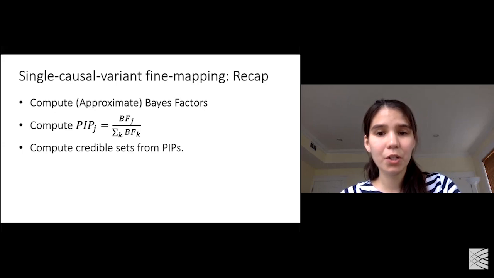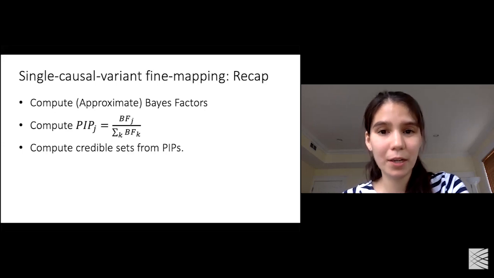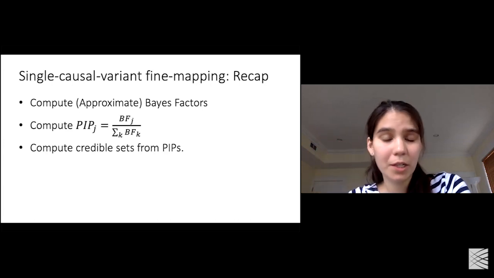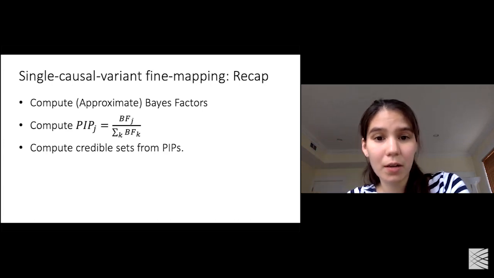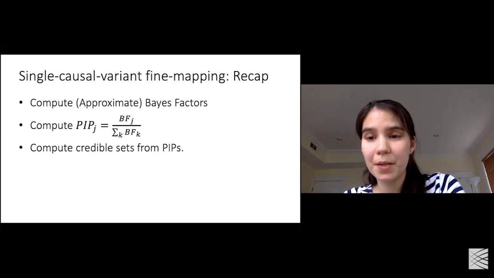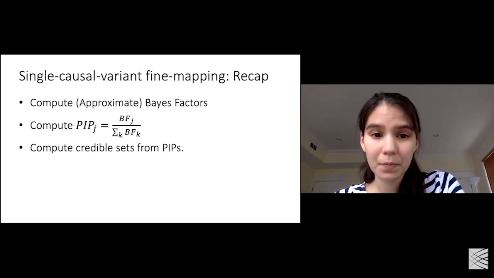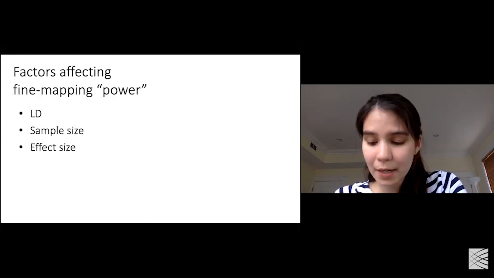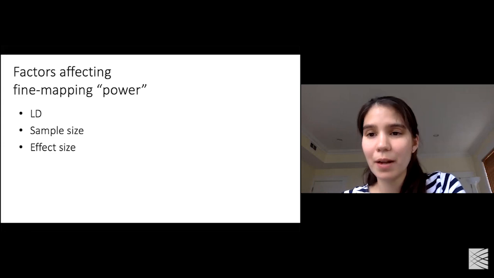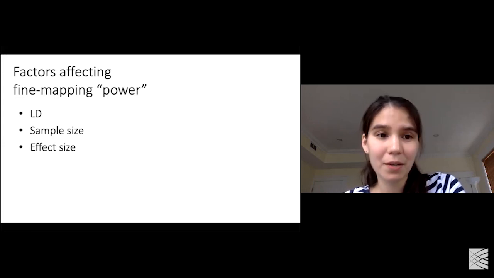So to recap, how might you do this single causal variant fine mapping? Well, first you can take your summary statistics and compute approximate Bayes factors, transform these into PIPs, and then compute credible sets from your PIPs. One nice thing about single causal variant fine mapping is it also allows us to build some intuition about some basic concepts in fine mapping.